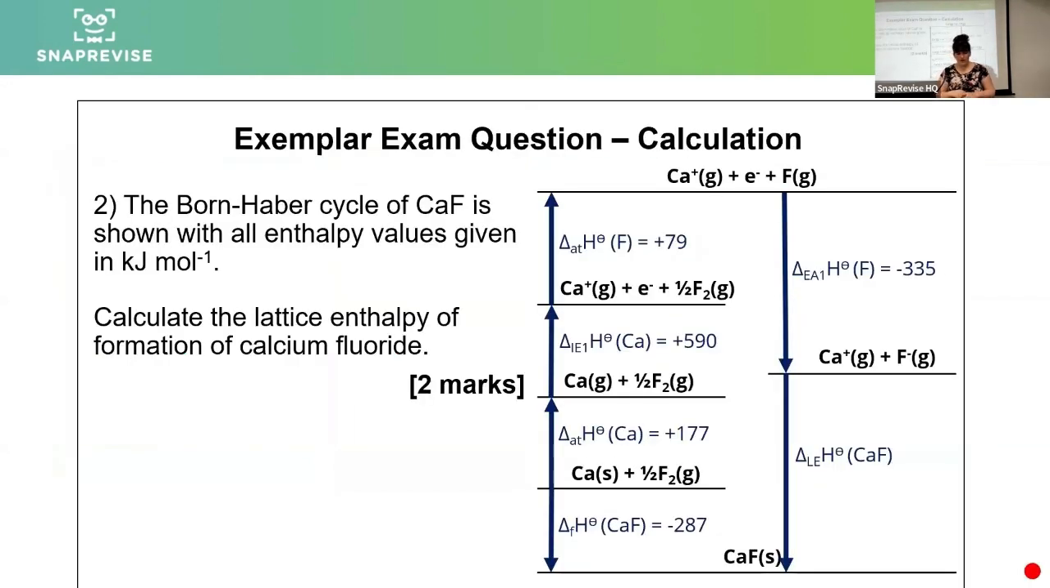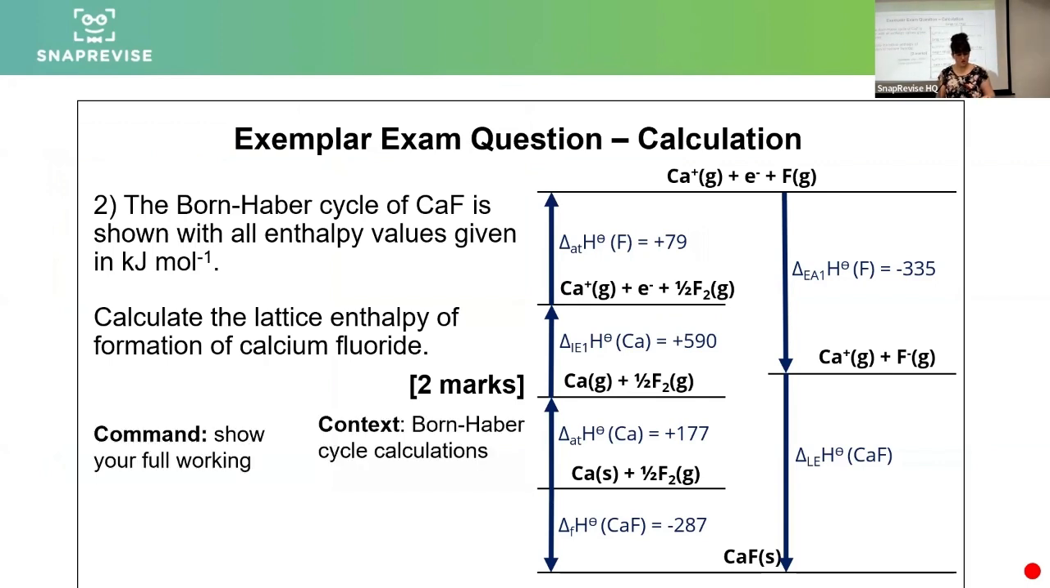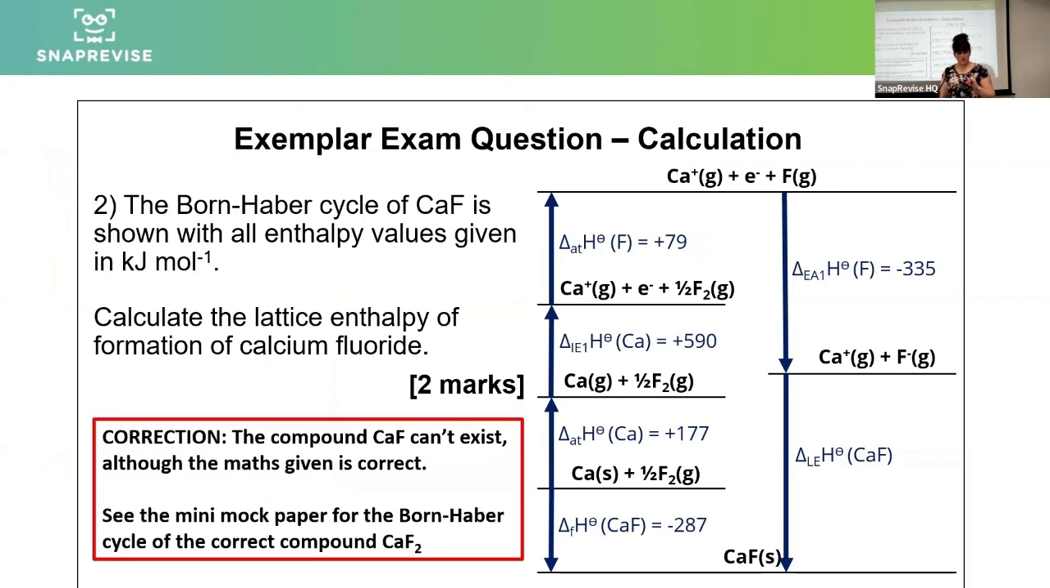Okay, let's have a quick look at this example, but we are going to skip ahead a little bit to find a different one. So this is an example of a calculation. I will say before we go into it that calcium fluoride doesn't exist. So although the maths involved in this question is correct, and I think we did it last year, you're never going to get one on calcium fluoride.